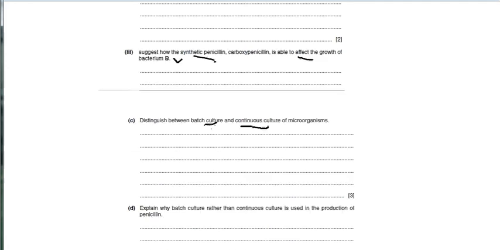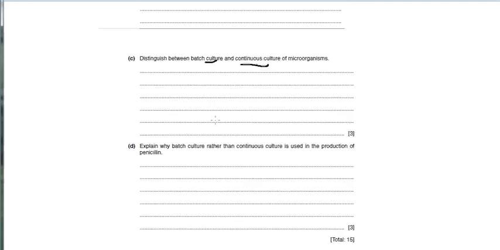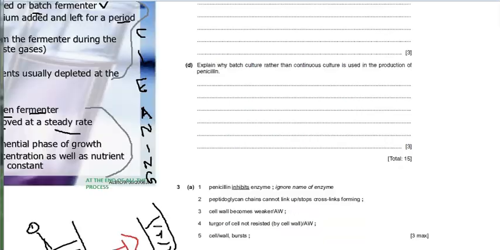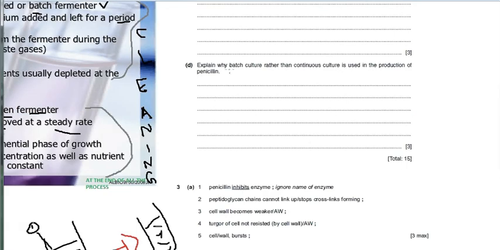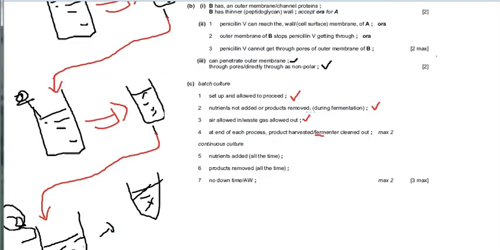Now this is a very interesting point, and I guess it is well explained in the part on culture, but I'll just bring it here so that we can work on it together. It says: explain why batch culture rather than continuous culture is used in the production of penicillin. So why do we use batch culture rather than continuous culture in the production of penicillin? This is a good question, and maybe there are many questions regarding this in our papers.